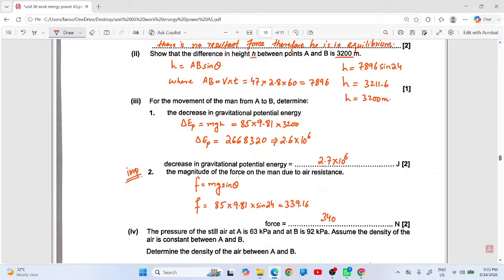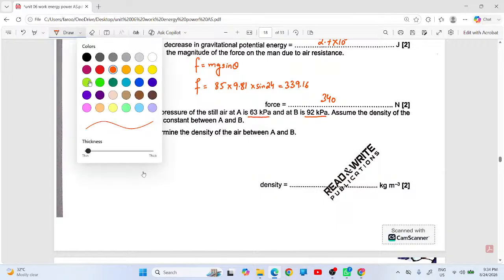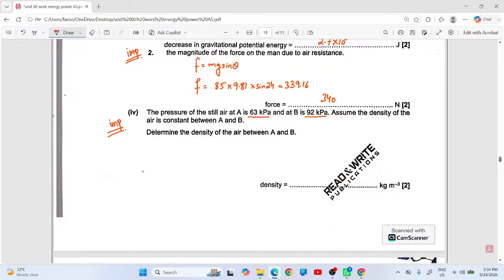340 Newton. Next: the pressure of the still air at A is 63 kilopascal, and at B the pressure is 92 kilopascal. Assume the density of the air is constant between A and B. Calculate the density of the air between A and B. This is related to force, pressure and density.